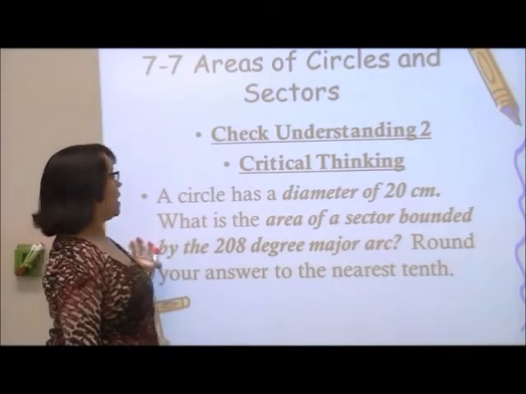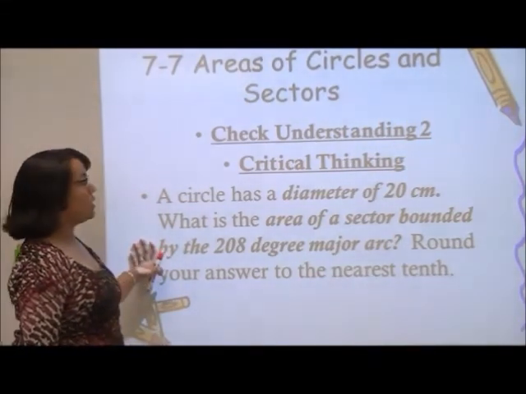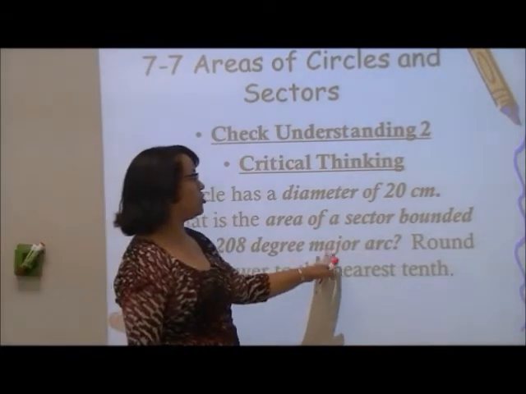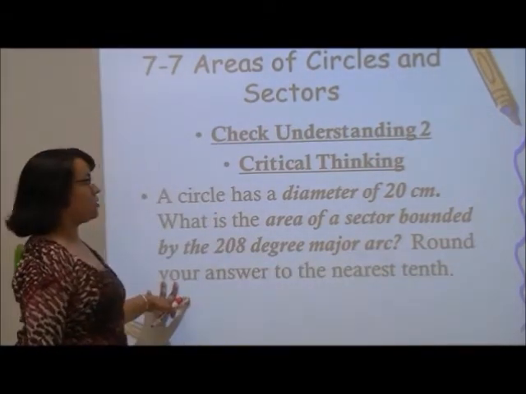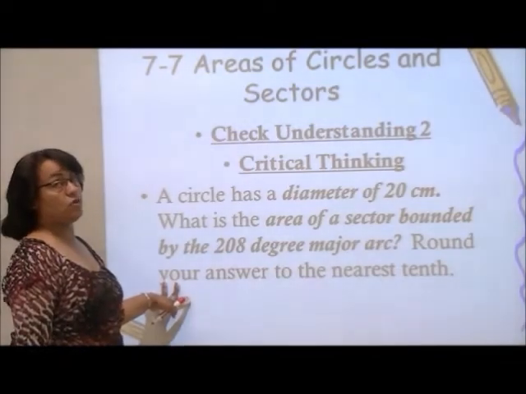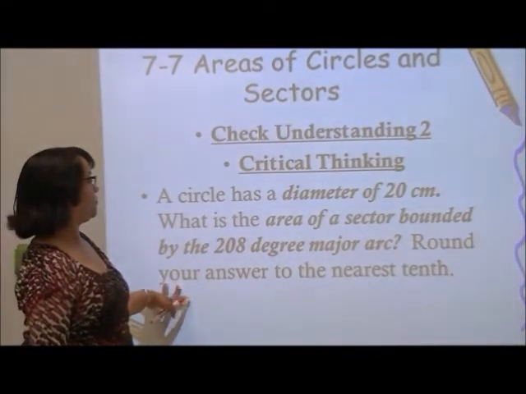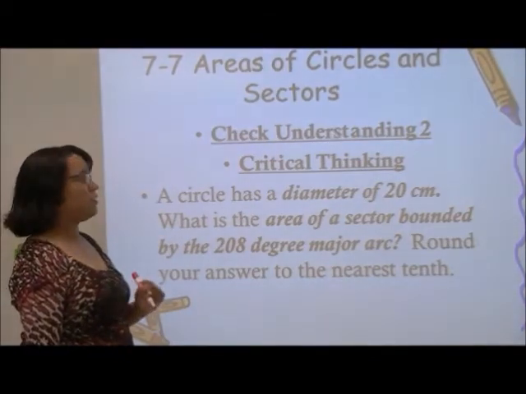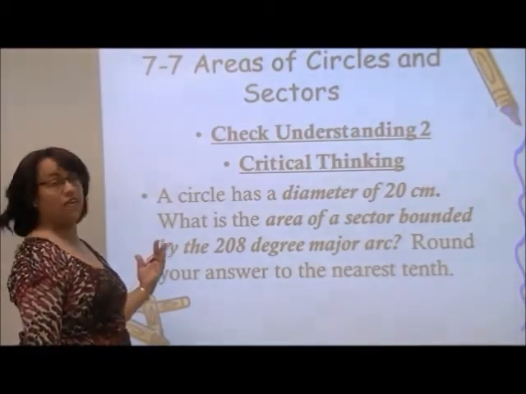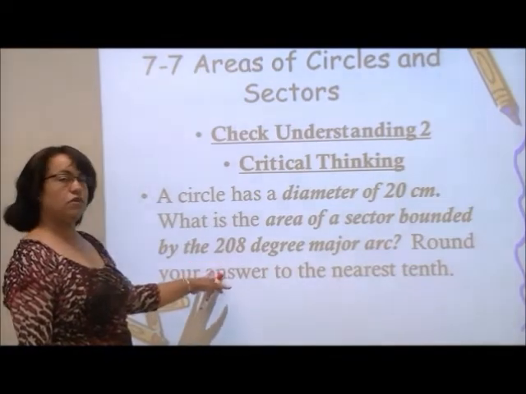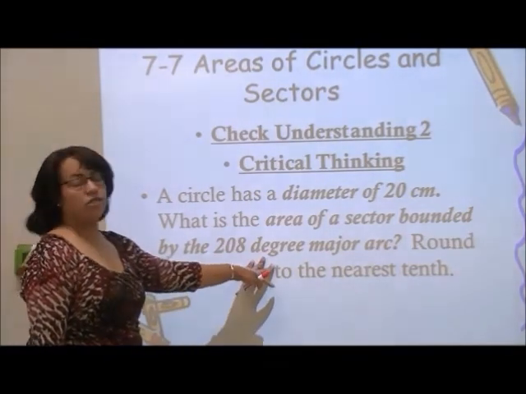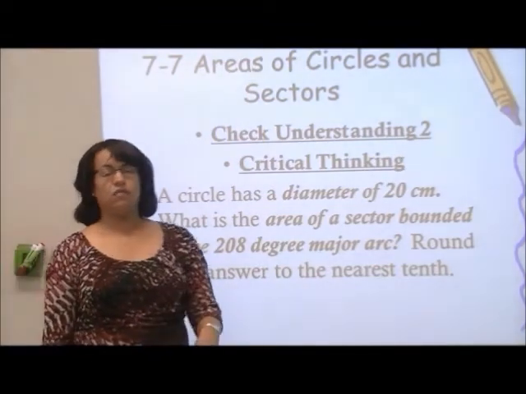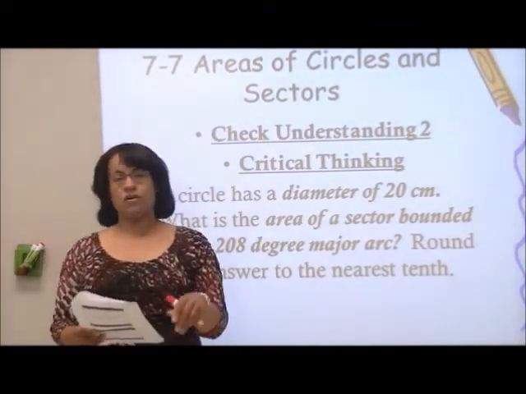A circle has a diameter of 20 centimeters. What is the area of a sector bounded by the 208-degree major arc? Round your answer to the nearest tenth. So here they do want you to multiply by pi. Go ahead, draw your circle, draw your diameter, think about what that means as far as the radius goes, and they gave you the 208-degree major arc that they want you to find the area of. So work that out. If you need to pause at this point, go ahead and pause.